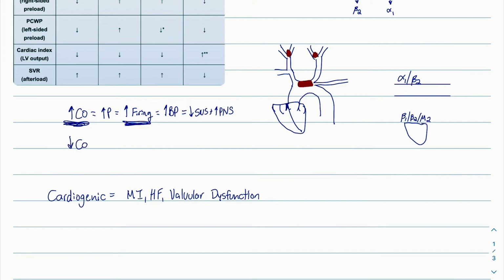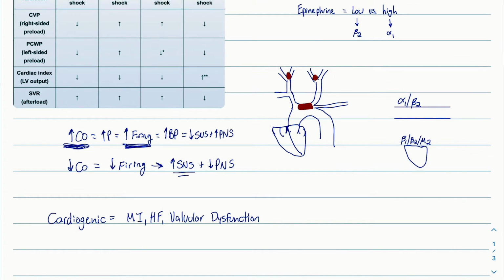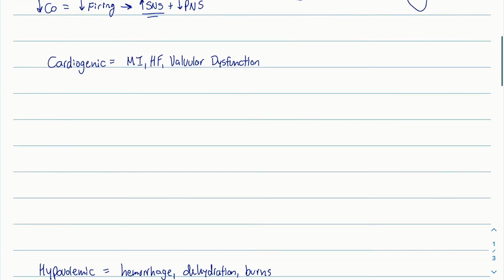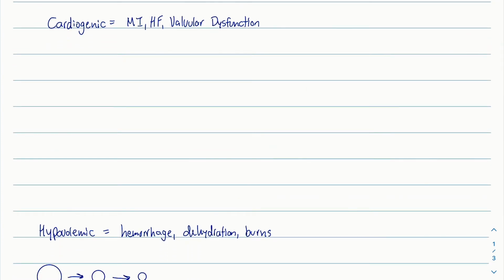Therefore, if there's an increase in cardiac output, there would be an increase in firing, leading to an increase in sympathetic nervous system, which is the more important aspect of this, and a decrease in the parasympathetic nervous system. So now that we have reviewed this aspect of it, let's begin talking about the various forms of shock. To begin, we're going to be talking about cardiogenic.